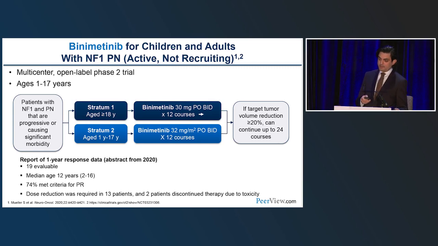Binimetinib is another MEK inhibitor. It is currently ongoing in a trial that's a phase 2 open-label multi-center study, so the final reports are not available yet, but some data has been reported on Stratum 2, which are kids aged 1 through 17. It's still active but not recruiting. It reported 19 patients that were actually evaluable, and out of those, the median age was 12. 74% of them met the criteria for partial response. However, a good portion of them required dose reductions because of side effects.